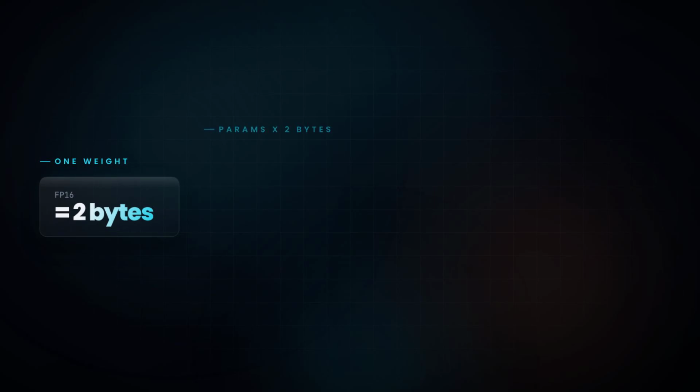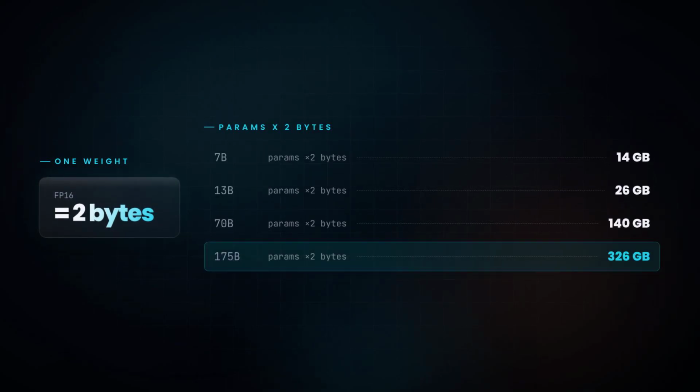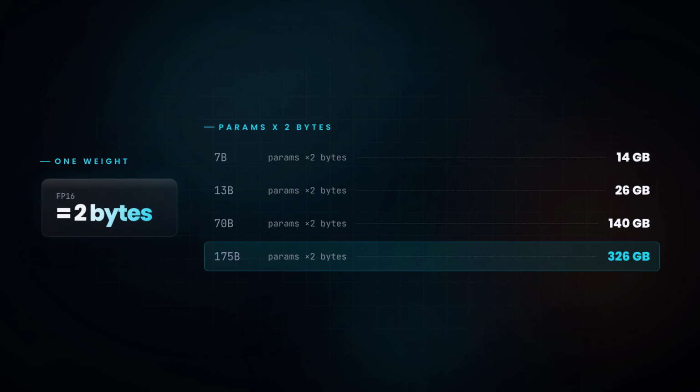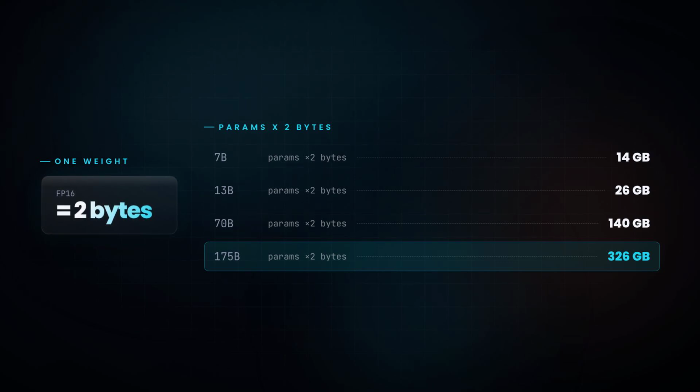Okay, first, let's actually size the problem, because the arithmetic is stupidly simple and almost nobody does it out loud. A language model is, for our purposes, a giant pile of numbers called weights. Train it in 16-bit floating point, and every weight costs 2 bytes. 7 billion parameters times 2 bytes, 14 gigabytes. 70 billion, 140. So, can I run this model, is question 1, and it's pure arithmetic. Does the thing fit in memory?